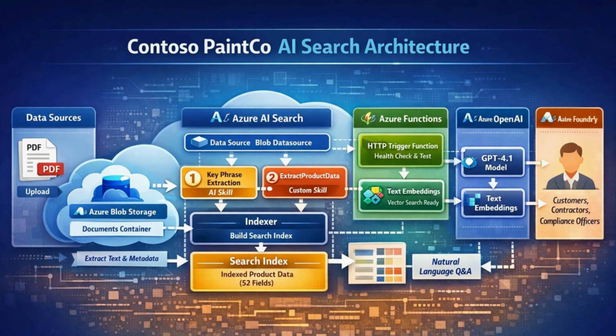In our next session, we'll create an Azure AI Search, where we'll define the index schema with 52 fields, connect it to our blob storage, and set up a skill set to extract key phrases from the PDF content.